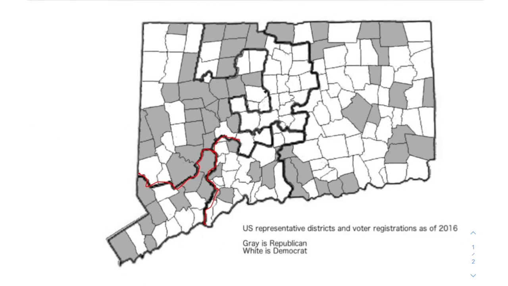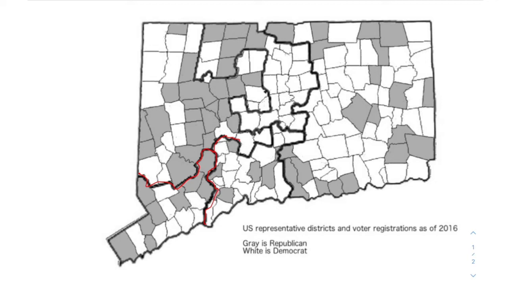And why is it that the Republicans can't get a break in the state of Connecticut to get a representative? It's because the Republicans, which are the gray ones, are kind of dispersed throughout the state. They don't all live in the same district, which means when it goes district by district, the Democrats have a majority in all of the districts, all right?